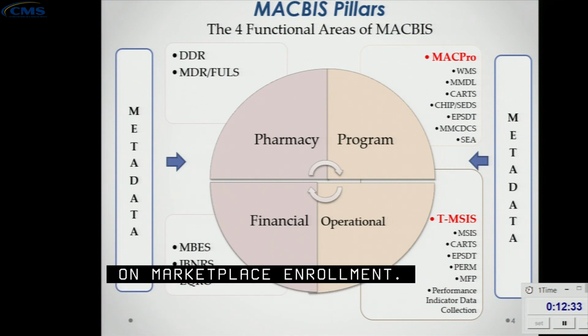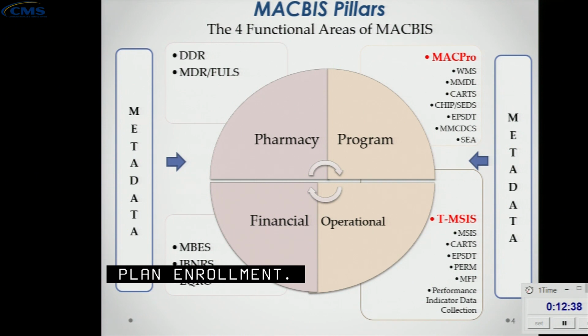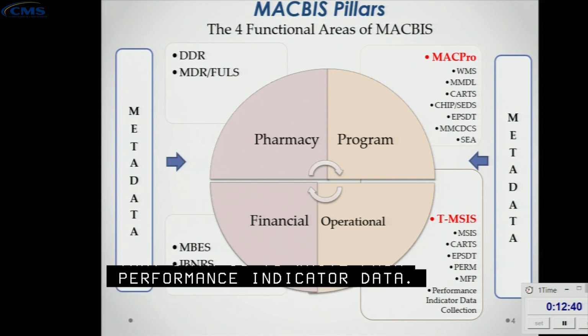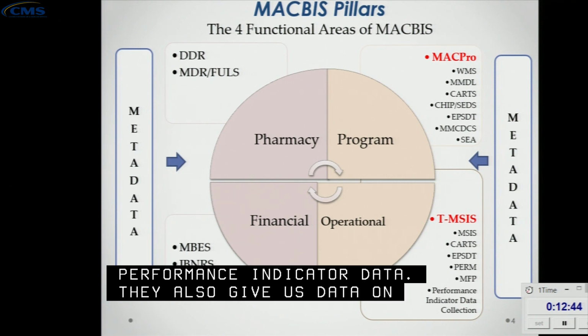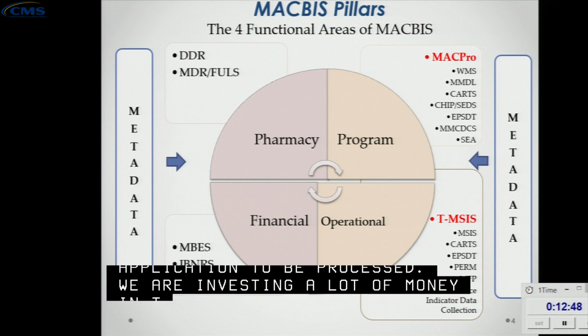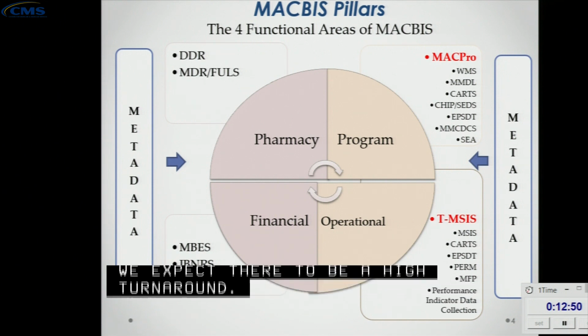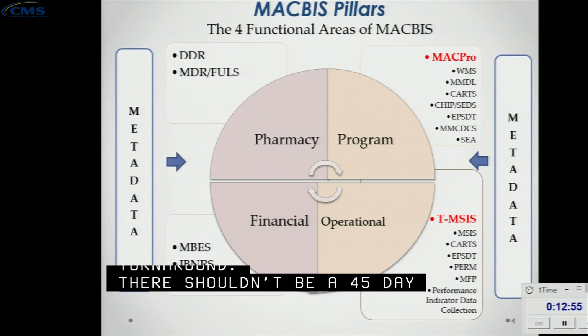That data is derived from performance indicator data that states give to us. They also give us data on how long it takes for an application to be processed. And we are investing a lot of money in these systems. We expect there to be a high turnaround. As somebody applies, they should be getting answers. It shouldn't be a 45-day process, which is what it was before all of this. And CHIP enrollment and other kinds of data.